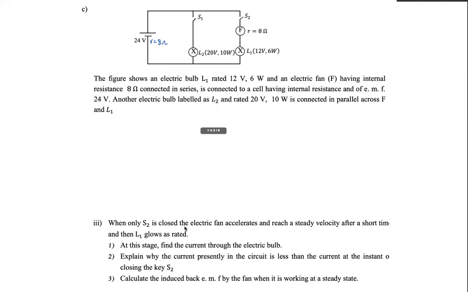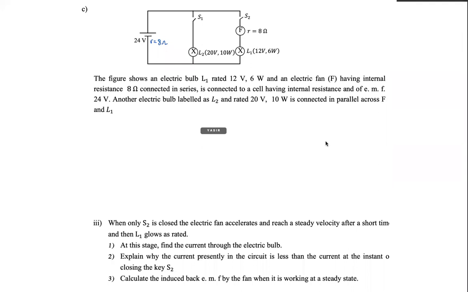So when only S2 is closed, the electric fan accelerates and reaches a steady velocity after a short time, and then L1 glows as rated. If L1 is glowing as rated, what's happening? We have the rated current flowing through that. 2 ampere is flowing. Interesting. Oh yeah, okay. That means the current is reducing here. Oh, current is reducing? No. Okay, something is happening. Let's see. Again, we have to close S2.